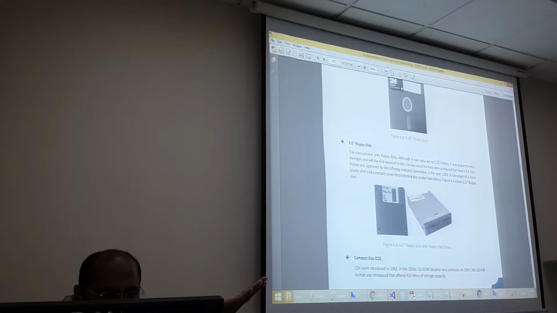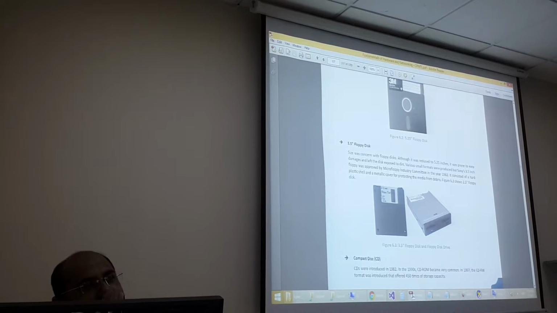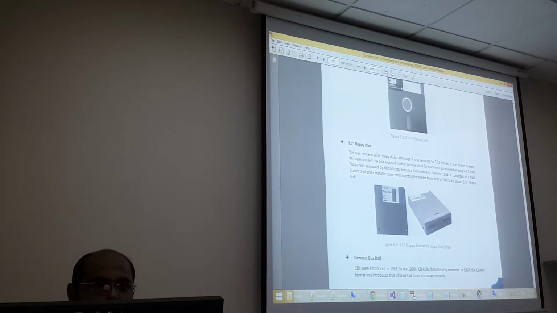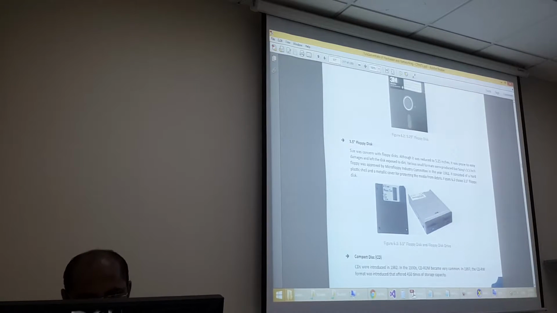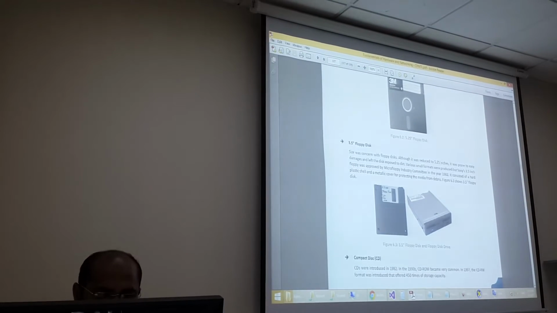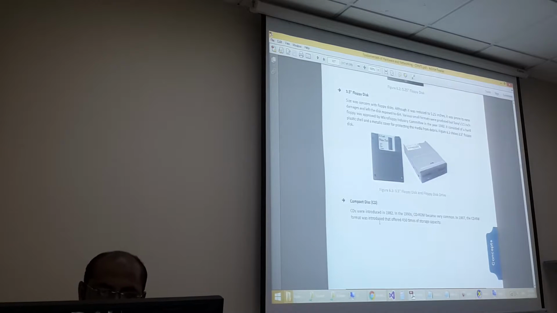Have you seen inside a floppy? You have seen films, right? It's like a tape, a black tape. Yeah, it's magnetic. It's magnetic. And then you have CDs.